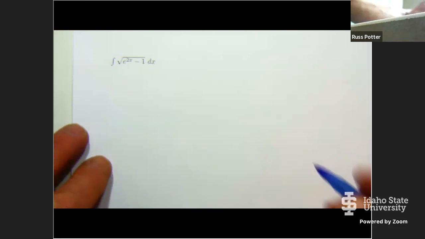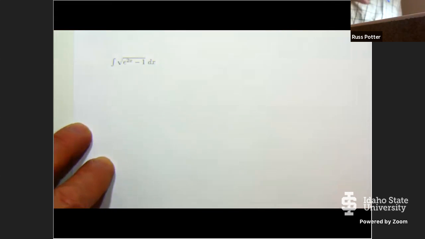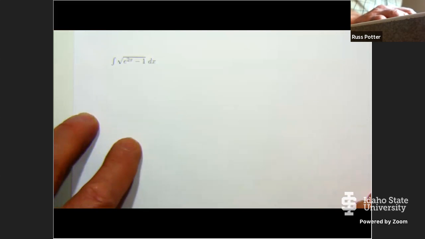What I'm going to do, since on the inside of the square root, I have e to the 2x, that's equivalent to e to the x squared. So what I'm going to do, and you know there are sometimes alternative ways to go about evaluating an integral.